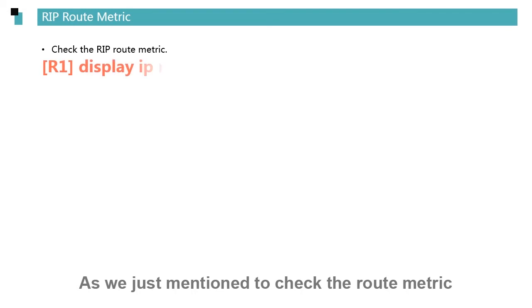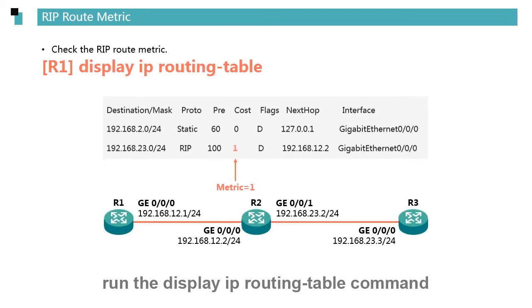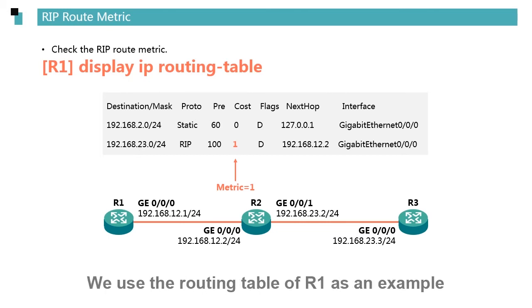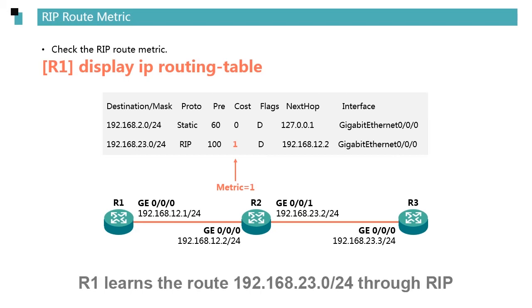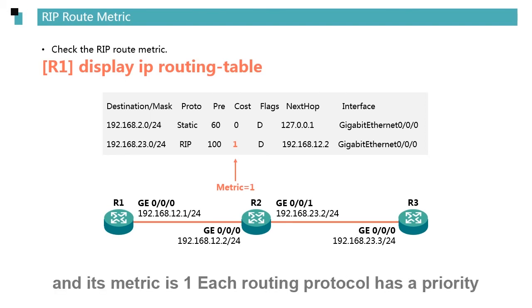As we just mentioned, to check the route metric, run the display ip routing-table command. We use the routing table of R1 as an example. R1 learns the route 192.168.23.0/24 through RIP, so the proto field is RIP. The priority of the RIP route is 100, and its metric is 1.